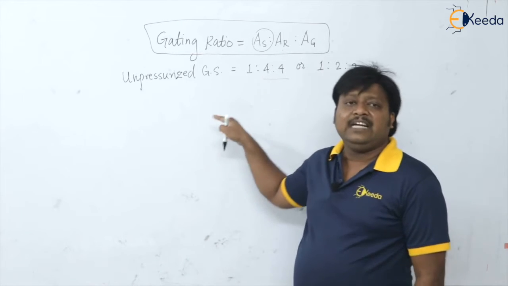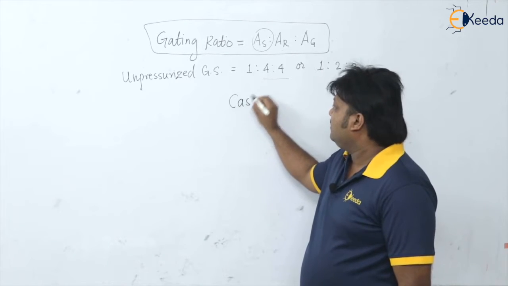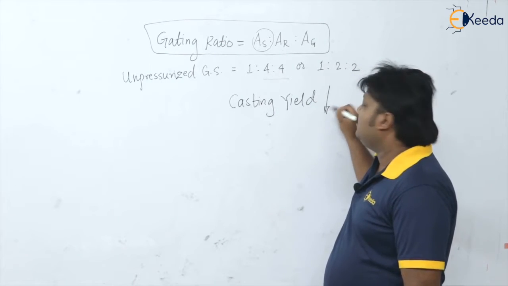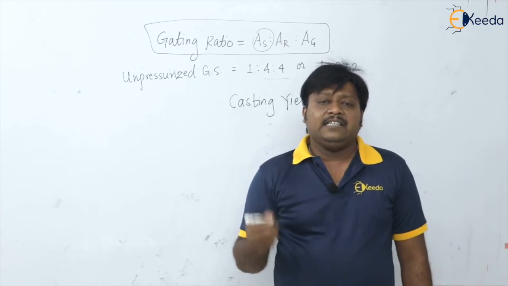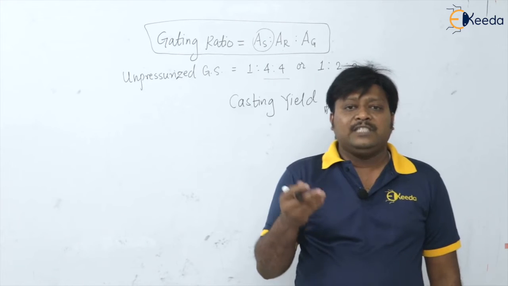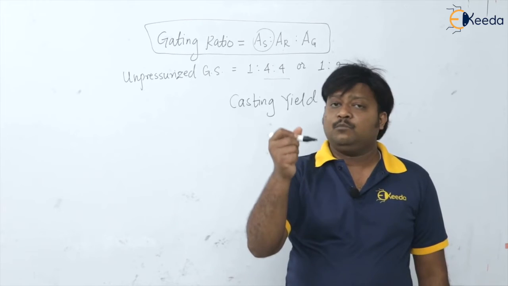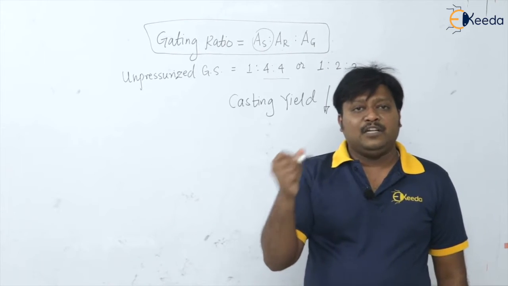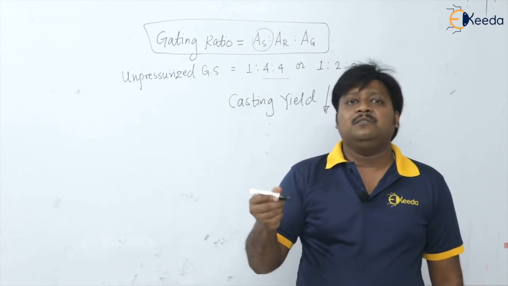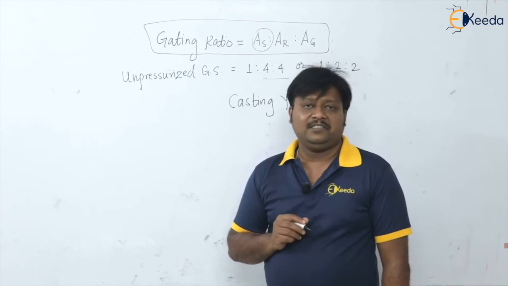So because of this kind of gating system, the casting yield definitely goes on decreasing. Then the gating system needs to be carefully designed to see that all the parts flow completely with the molten metal. Otherwise the partially filled cavity results in some air aspiration or some gaseous defect. So this is the thing about the unpressurized gating system.